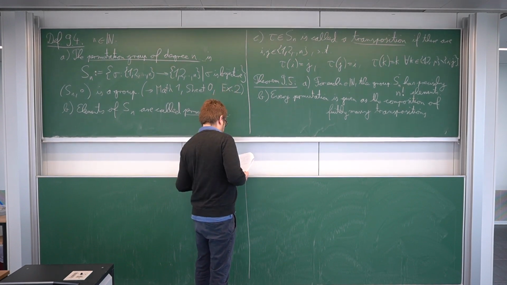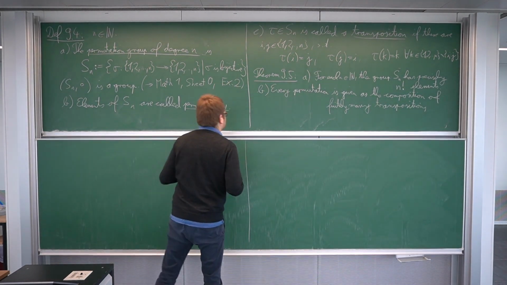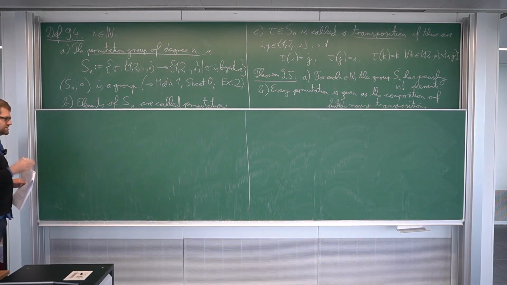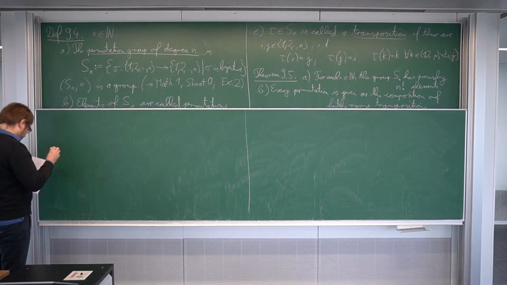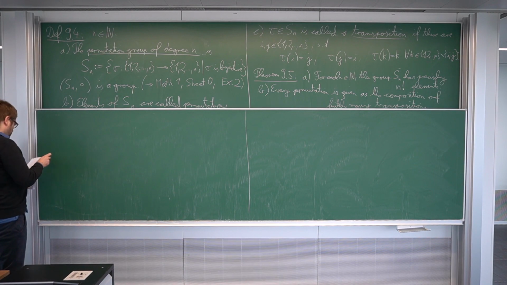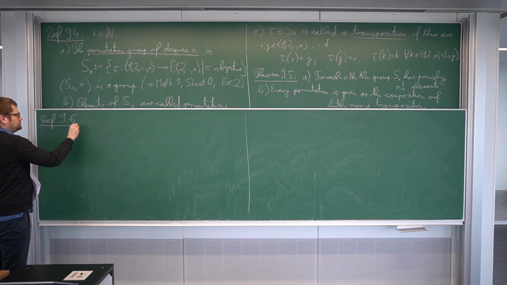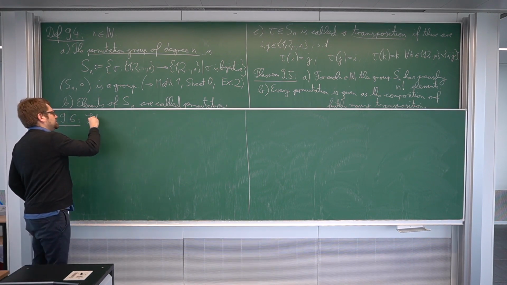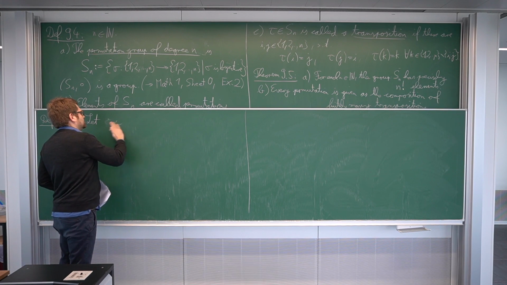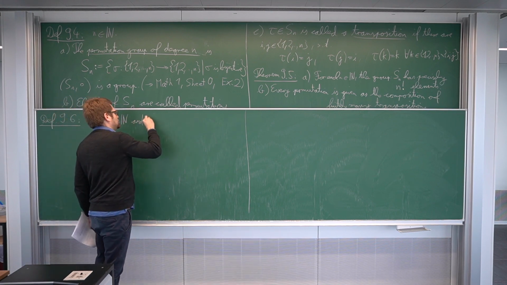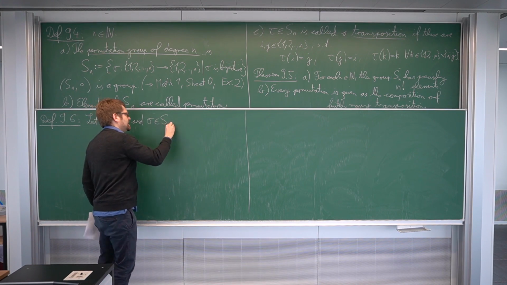Now, why is this interesting? This is interesting because this second part gives rise to a construction that will be needed for the determinant, and we shall see later on why. Definition 9.6. Let n in N, and let sigma be a permutation of degree n, so sigma in Sn.